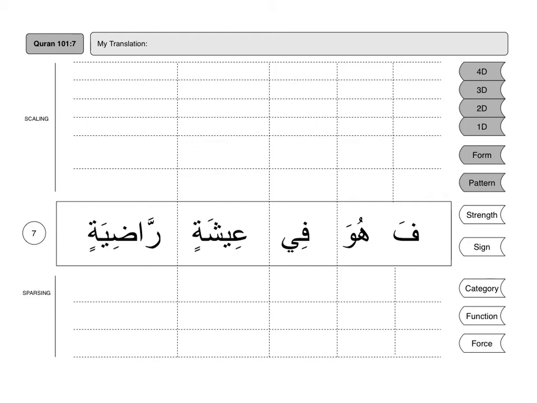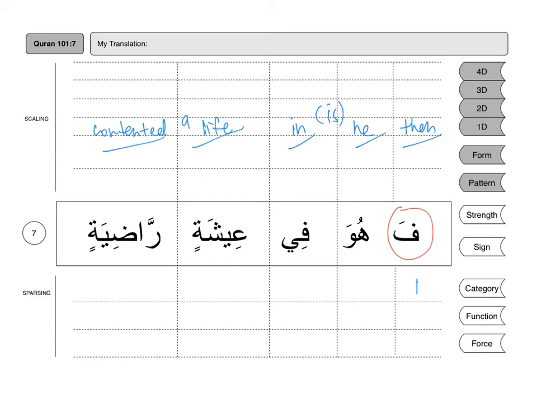Now verse number 6. Remember just now we have amma, and then you have to have a fa after it. So this fa is translated as then. So amma, as for, fa, then. Okay, so as for the one whose scales are heavy, then he is in. So you assume an is here. He is in a contented life. Okay, so ishah, a life, contented. So a contented life.